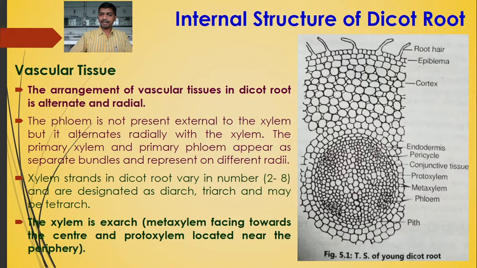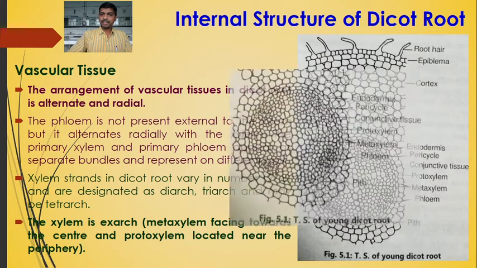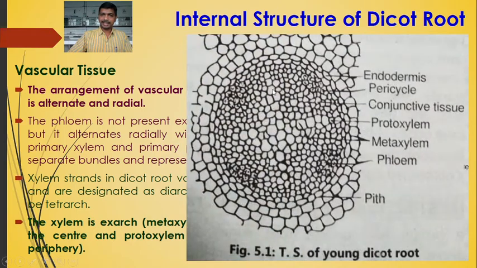In this diagram, if we count the number of xylem strands, here is 1, 2, 3, 4. So the xylem is tetrarch. 4 xylem strands are present. Similarly, 4 phloem strands are present. And both these strands, xylem and phloem, are present alternately on different radii. So the xylem is tetrarch in this diagram.